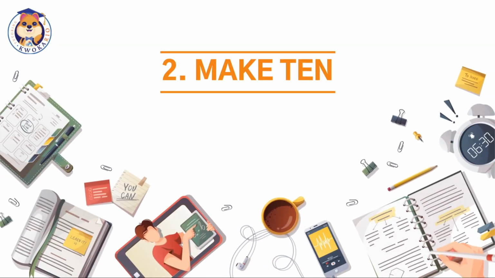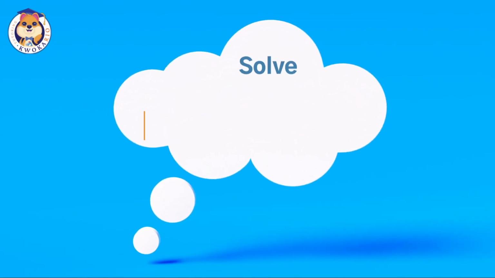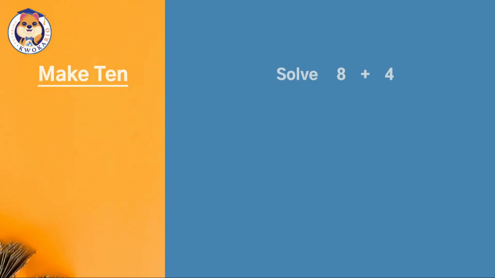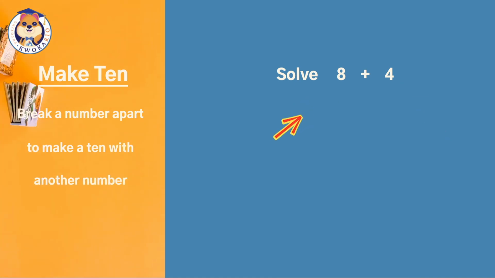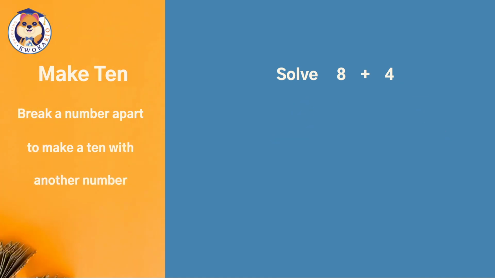Number 2 is the Make 10 strategy. How to solve 8 plus 4 using the Make 10 strategy. Here is the strategy. You can break a number apart to make a 10 with another number. For instance, we know 8 is missing a number, and its partner is 2.